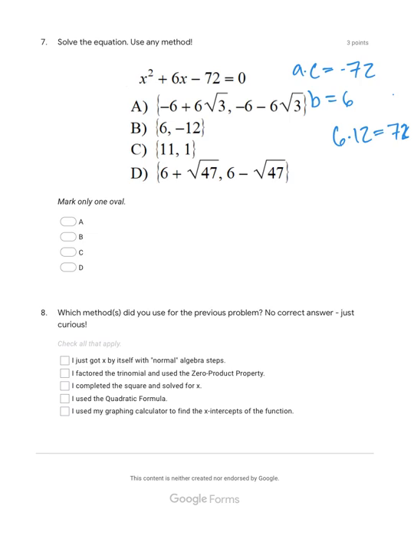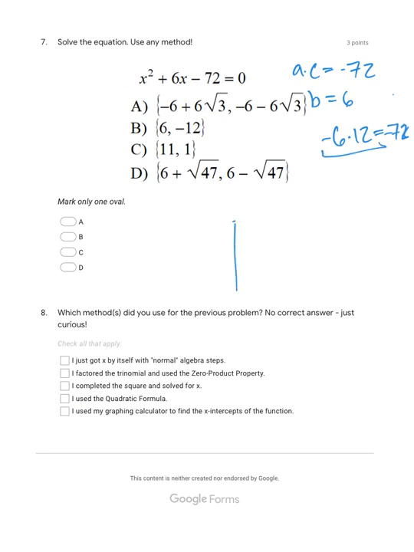So I need numbers that add up to 6 and multiply to negative 72. If I want it to be negative, then I have to pick one of these to be negative. But if I wanted to add to positive 6, then I can pick the negative 6 to be negative. So what I have is my factor pair, negative 6 and 12.